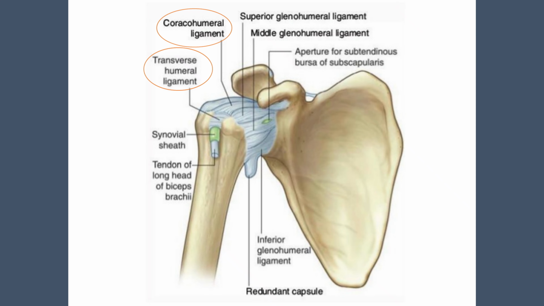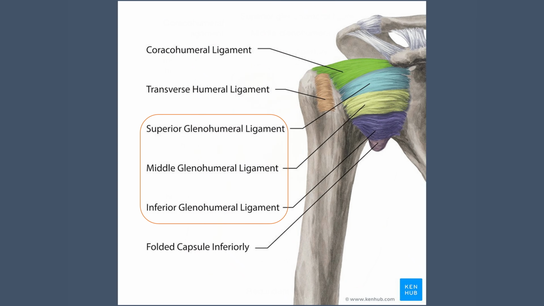The next ligament associated with the shoulder joint is the coracohumeral ligament, which extends from the root of the coracoid process to the anterior aspect of the greater tubercle of the humerus. The next ligament to be discussed is the transverse humeral ligament, which is a thick fibrous band extending between the greater and the lesser tubercle of the humerus. That is, it passes above the bicipital groove, converting the bicipital groove into a bicipital canal. And it is through this bicipital canal that the tendon of the long head of biceps passes, covered by a synovial sheath.